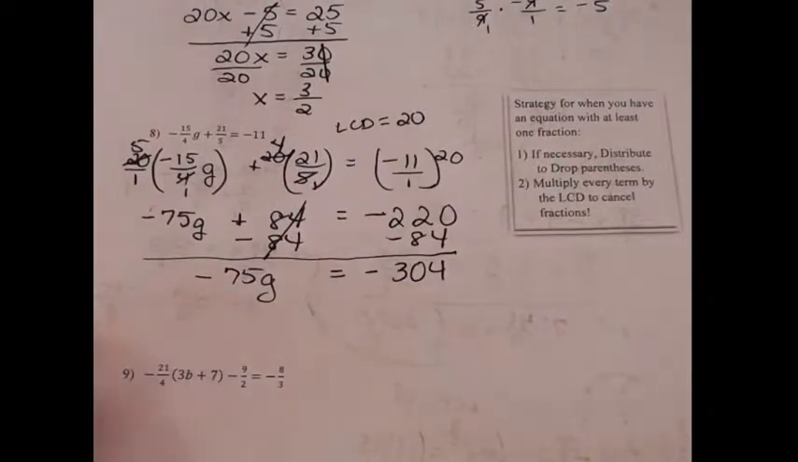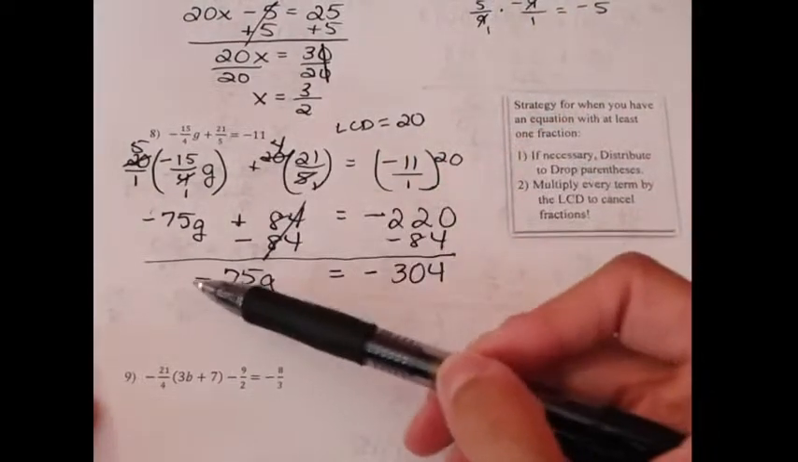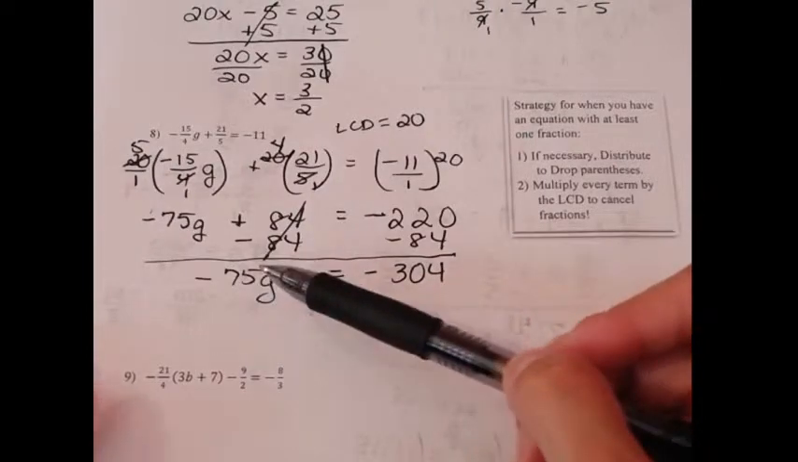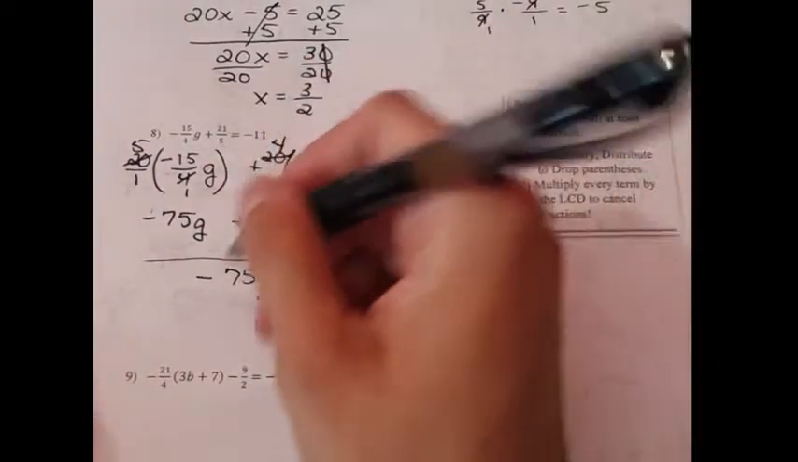Last up, we're going to get G completely by itself. We have negative 75 times G. The opposite of times is divide.